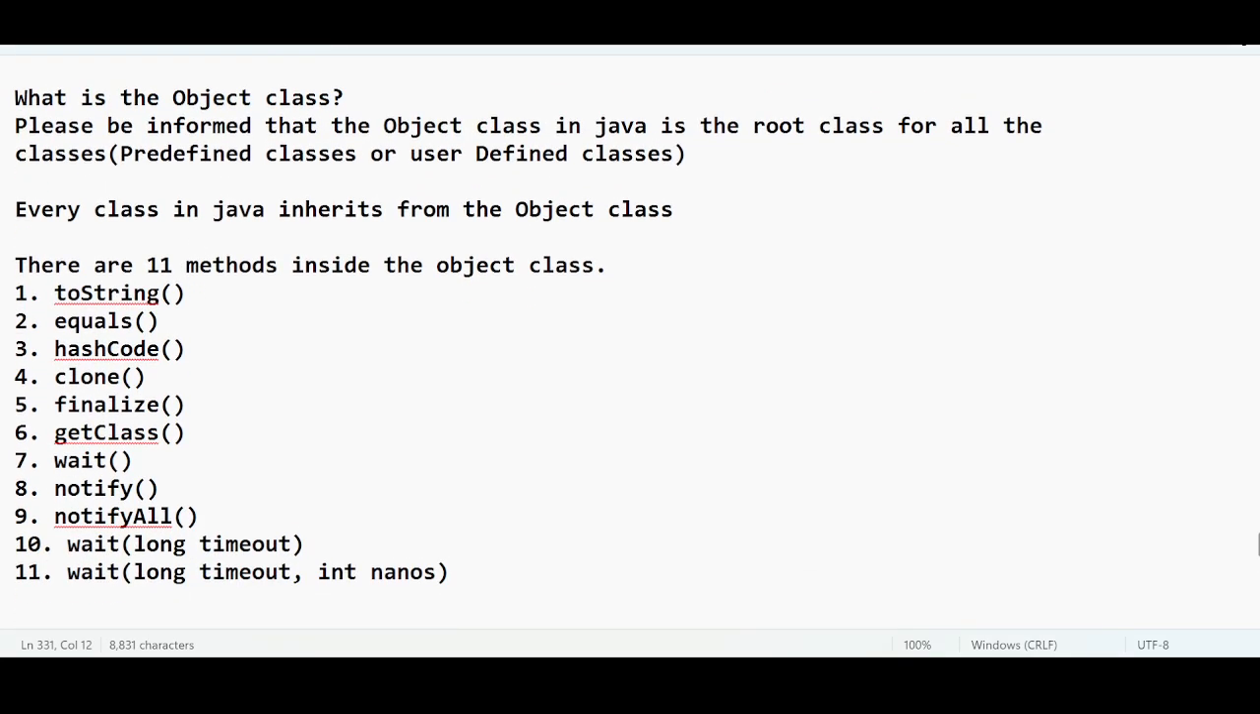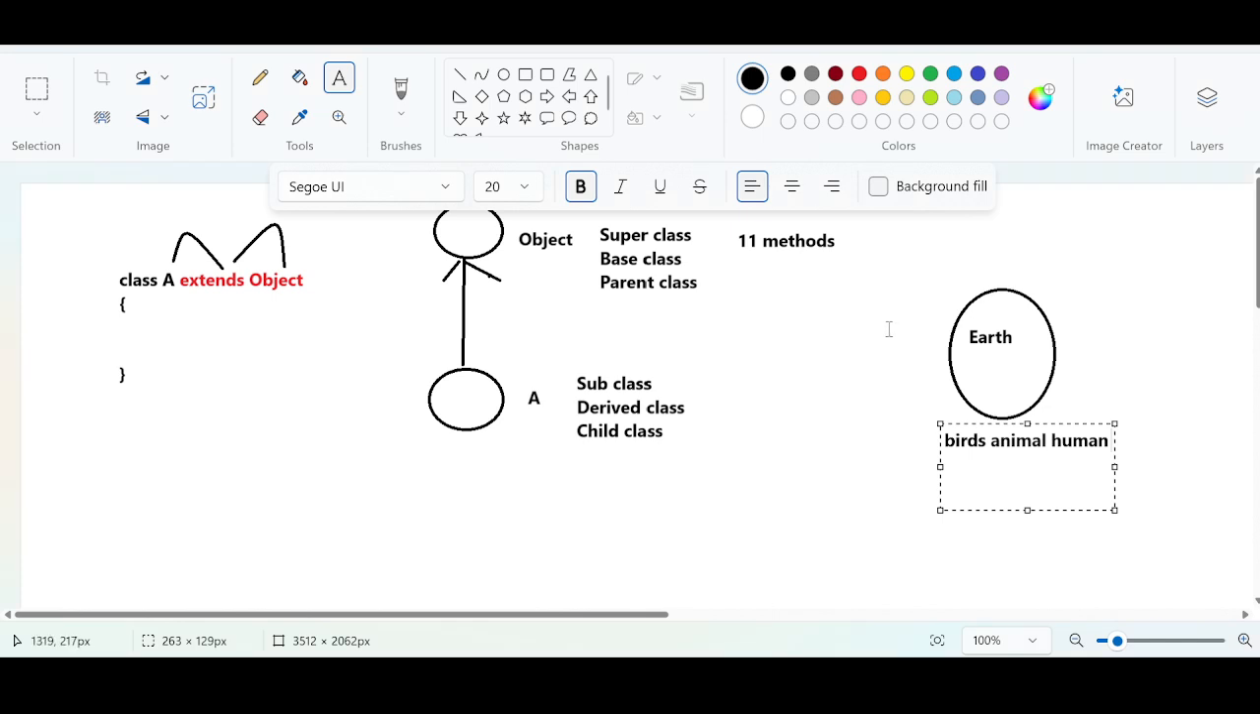So what I was saying: Earth is the home for all the biological things, birds, animals, and humans. All these biological beings need three main things: food, water, and shelter. Whether it is a human, a bird, an animal, or an insect, they need the basic things: food, water, and shelter.